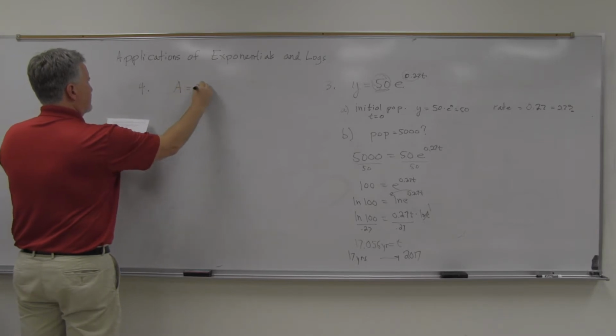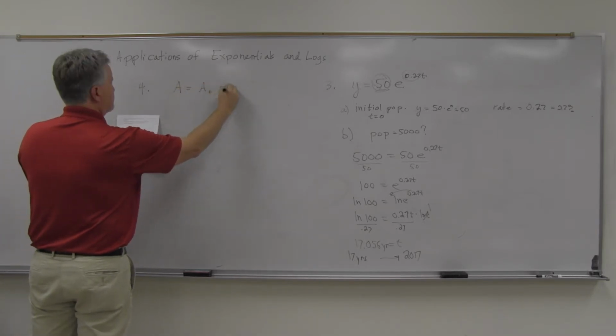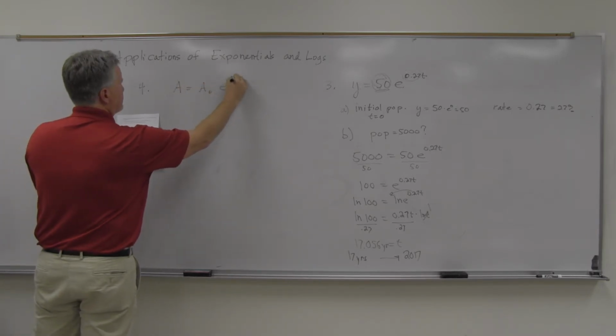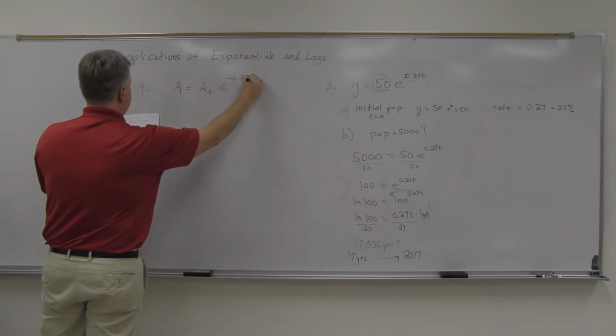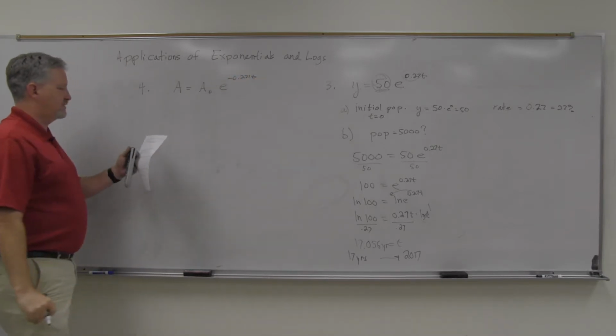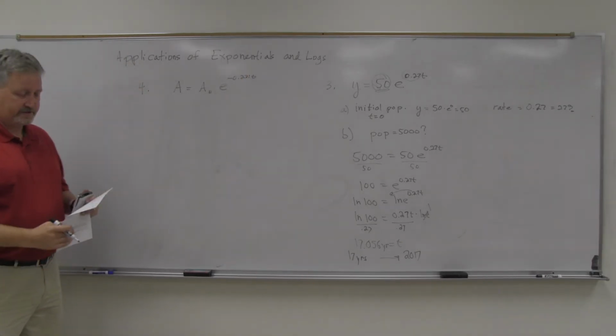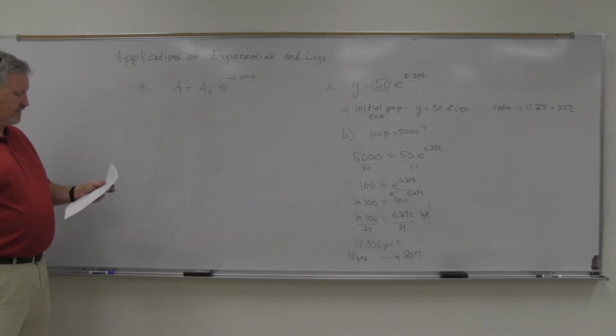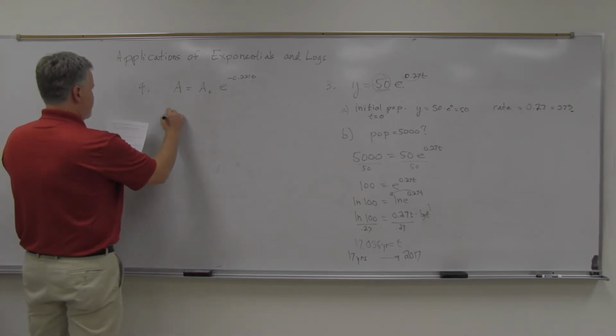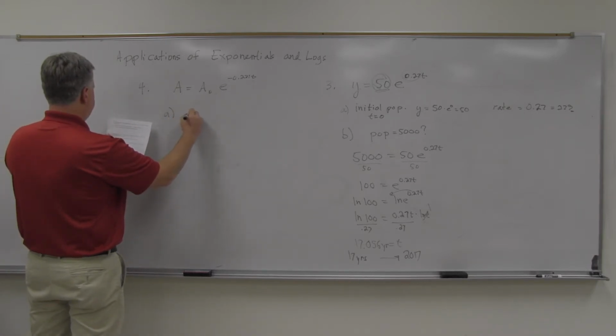All right, so we've got A equals A0 e to the negative 0.231t. This is an exponential decay model because you've got a negative exponent. Okay, so it's decay because it's a negative exponent. If 600 grams of plutonium is observed, find the amount after 25 years.